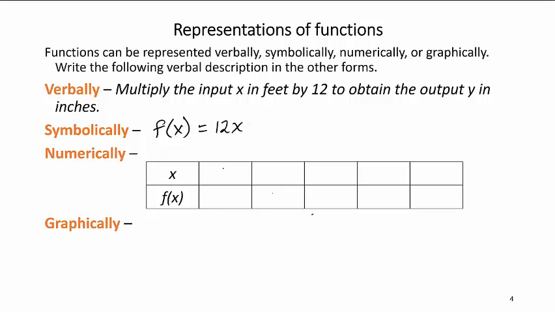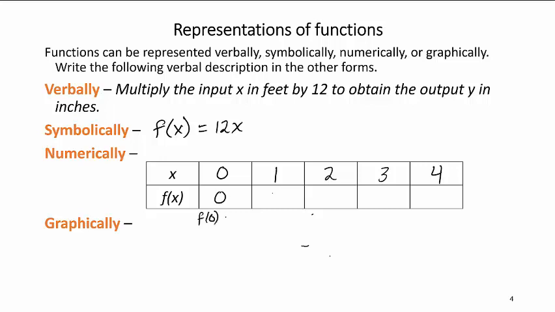Numerically, we can also think about this. Doesn't make sense to have a negative distance, so I'm going to start at 0 here for x values. 0 feet, 1 feet, 2 feet, 3 feet, and 4 feet, right? So to fill in the f of x values or the y values, we're simply putting in these x values into this function. So for instance, when x is 0, the output is also 0, right?